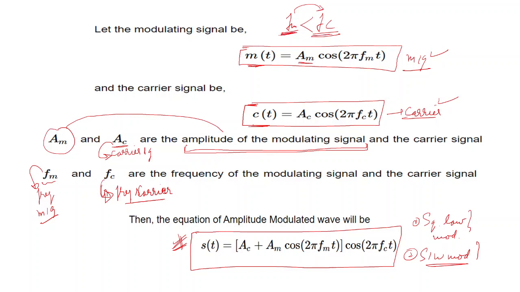And second thing, as I told you, the amplitude modulated wave can be generated using the square law modulator and the switching modulator. With the help of this message signal and this carrier signal, and while using these two modulation techniques, we can generate this type of signal, and this is known as the amplitude modulated waveform.